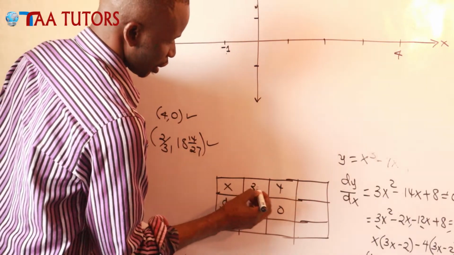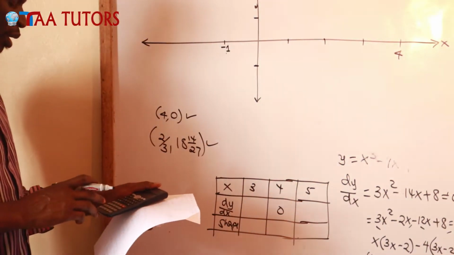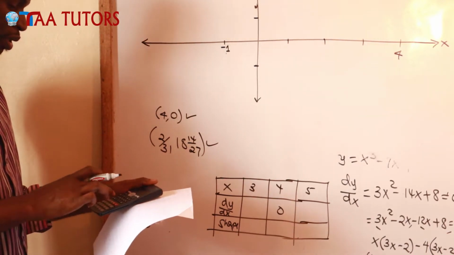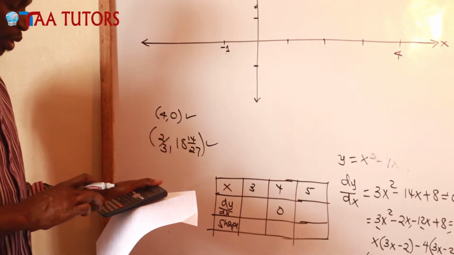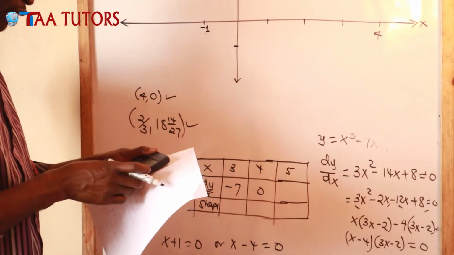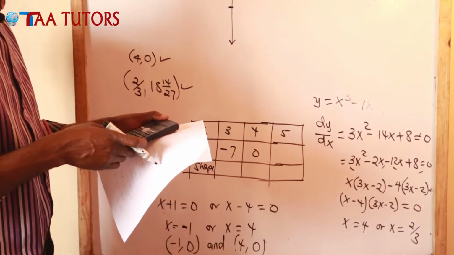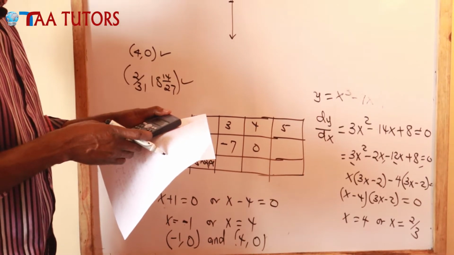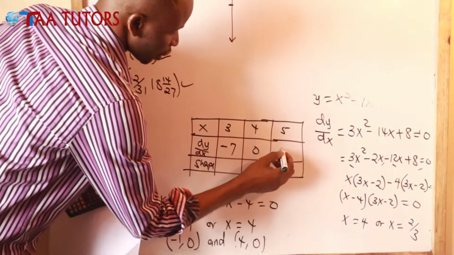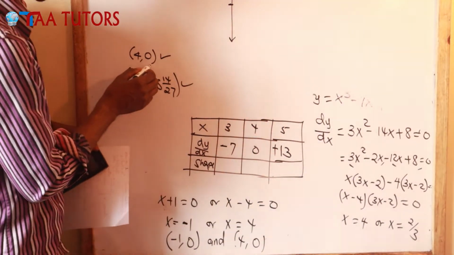So what about at 3 and at 5 here? We know the dy/dx is given to us there. So let me see. That is 3 into 3x squared minus 14 into 3 plus 8. That is negative 7. What about if it is 5? It's 3 into 5 squared minus 14 into 5 plus 8. I get positive 13. So we can see that the gradient at this point is negative.